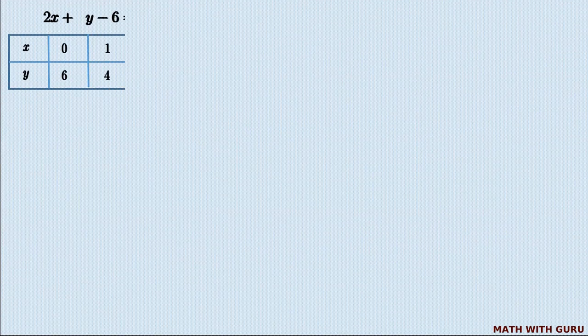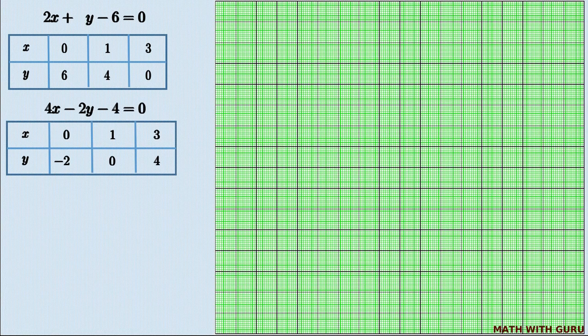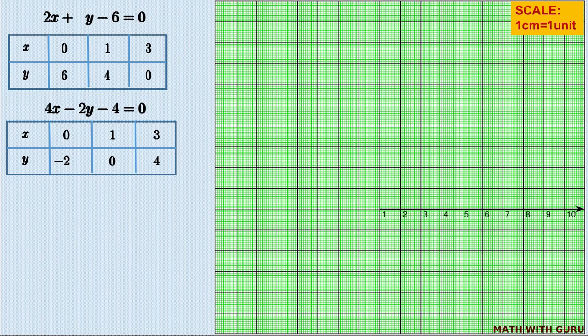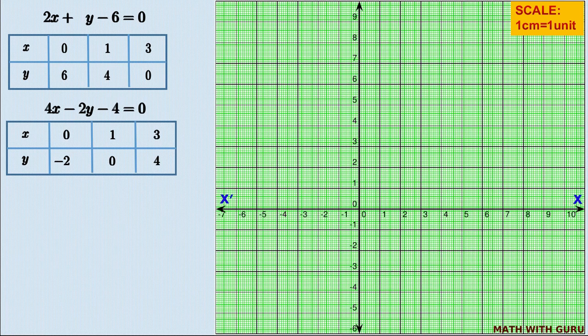Here are the two tables, first table and the second table. Graph sheet, then choose a suitable scale. This will do. Draw x and y axis, name them. Now mark the points. 0, 6. Where does it lie? It lies on the y axis. 0, 6. 1, 4. Here it is. 3, 0. It lies on the x axis.